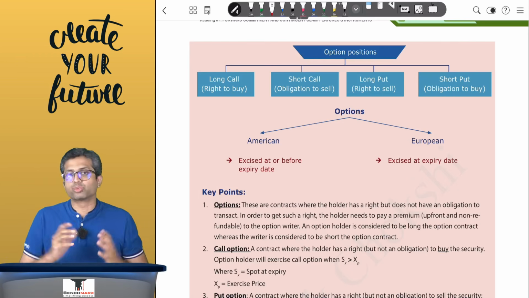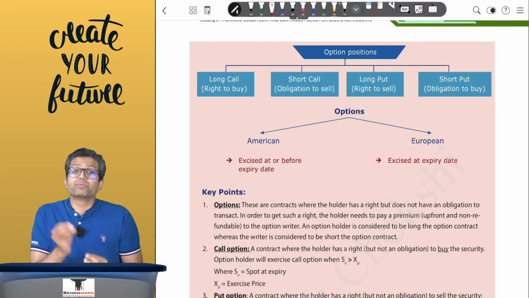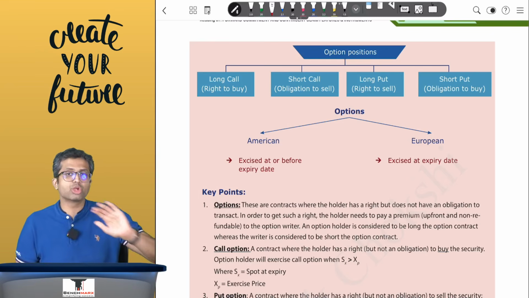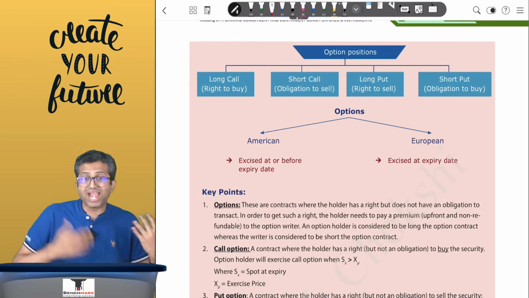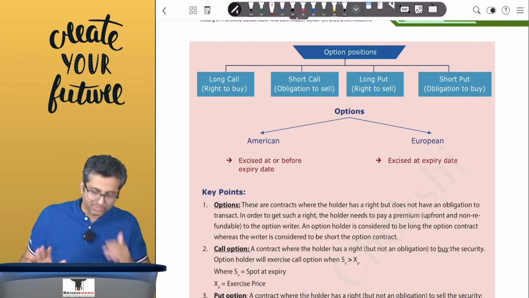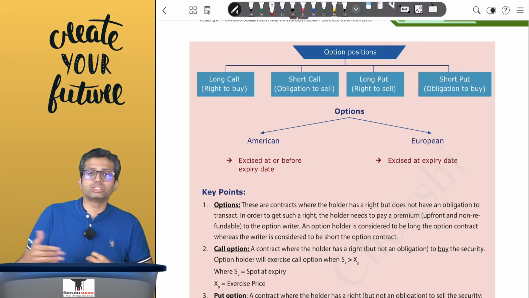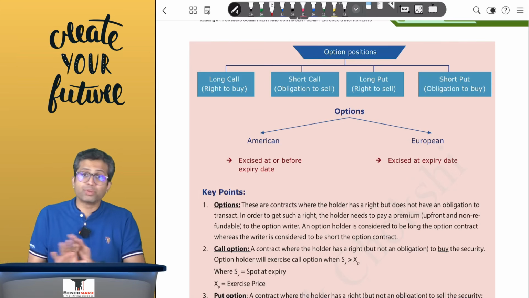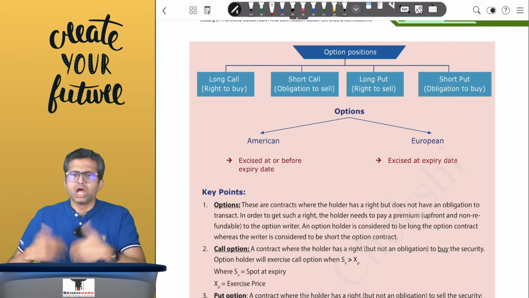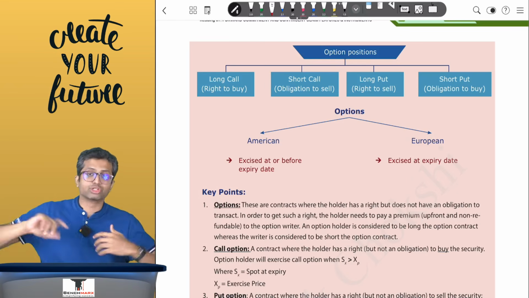Now, this is for the option holder. For the option holder, the payoff can be positive or it can be zero. Why? Because if the rate is adverse, I will not exercise, I will let it lapse, and hence the payoff can be zero. It cannot be negative. Similarly, for the option writer, the payoff cannot be positive, which means as an option writer, I don't have a choice. The holder has a choice.